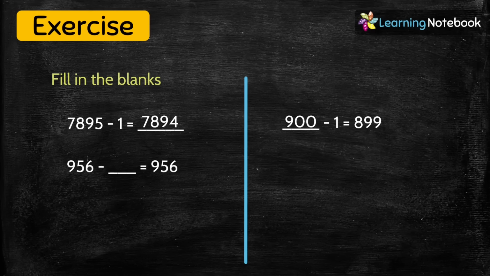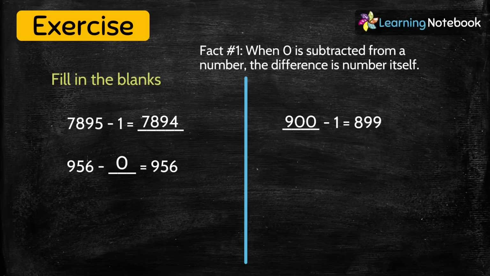Next question is 956 minus dash equals 956. So it means what should be subtracted from 956 to get 956 itself? Answer is 0. As we learned in subtraction fact 1, when 0 is subtracted from a number, the difference is the number itself.